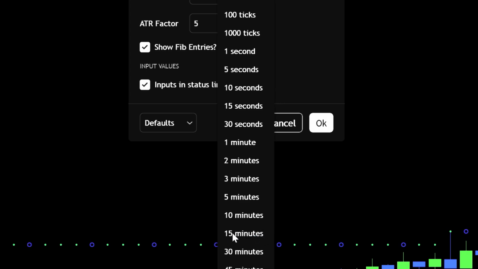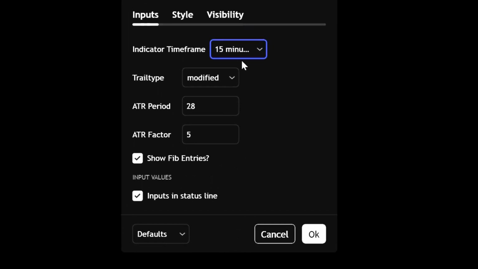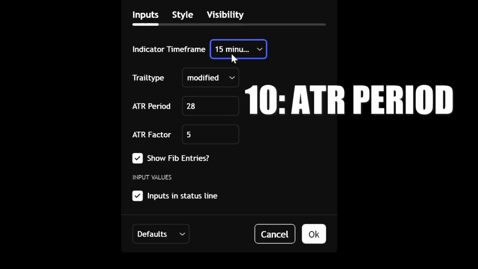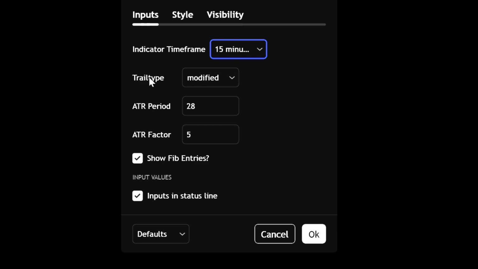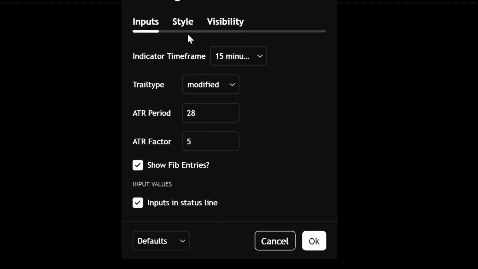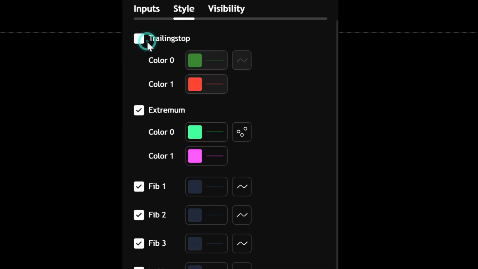Now the default settings, that 25 for the ATR period and 5 for the ATR factor, actually work really well. But let me give you another little trick. 10 for the ATR period and 5 for the ATR factor can also be really good. So do yourself a favor and do some backtesting and forward testing on a demo account first to see what fits your style best.